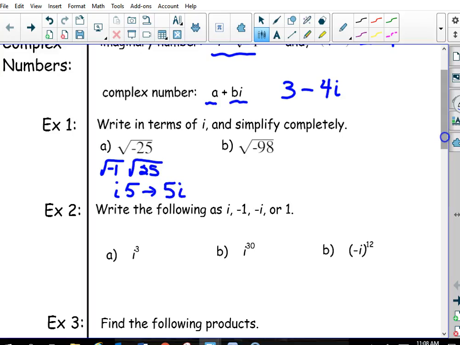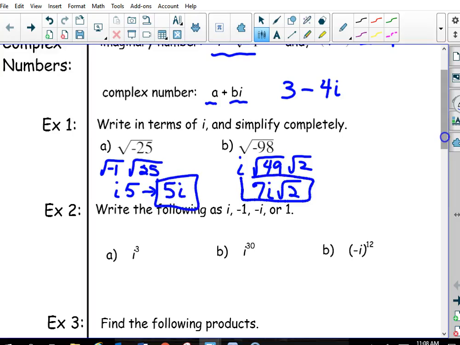Okay, same idea with the negative square root of -98. Look, the negative is going to turn into i right away, and then I have the square root of 49 times the square root of 2. So I'm just factoring out the perfect squares. That gives me 7 times the square root of 2. I'm going to write that 7 times i times the square root of 2. Okay, so that's just practice in working with it.